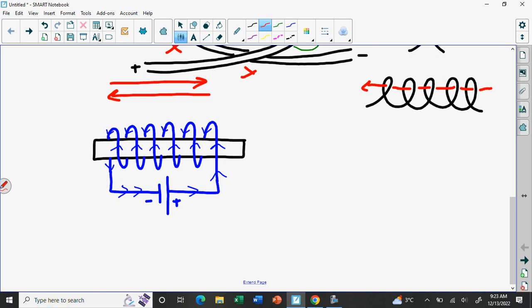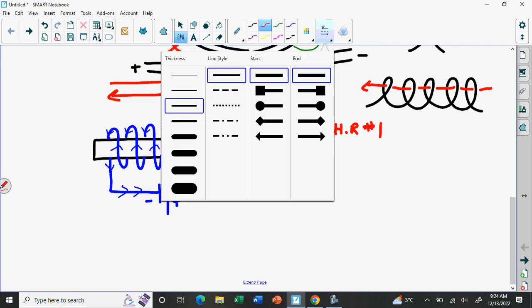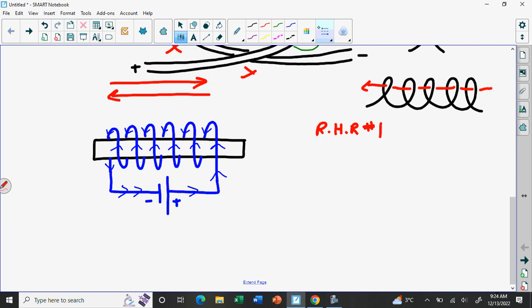So for right hand rule number 1, I'm going to remind you that with right hand rule number 1, we used fingers to show the direction of the magnetic field, right? And we use thumb to show the direction of the current. And that's conventional current, plus to minus. That's important to remember. Well, right hand rule number 2 is for a coil or a solenoid.